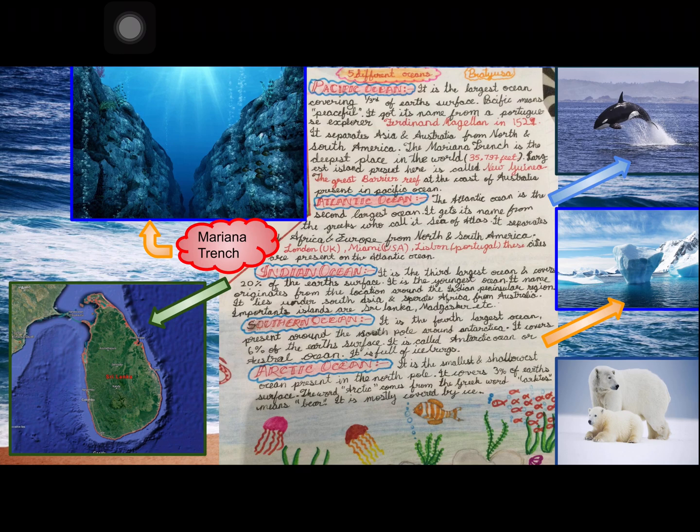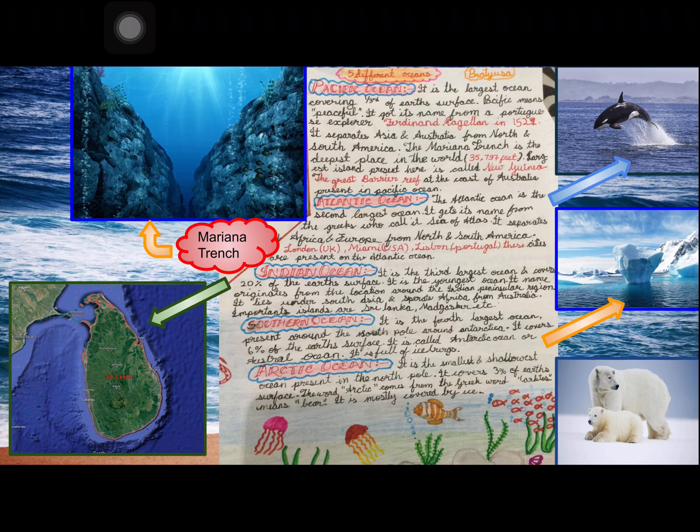The Southern Ocean. The Southern Ocean is the fourth largest ocean, present around the South Pole, around Antarctica. It covers 6% of the Earth's surface, and it can also be called the Antarctic Ocean or the Austral Ocean. It is full of icebergs, like I showed you in the picture, where the orange arrow is pointing.